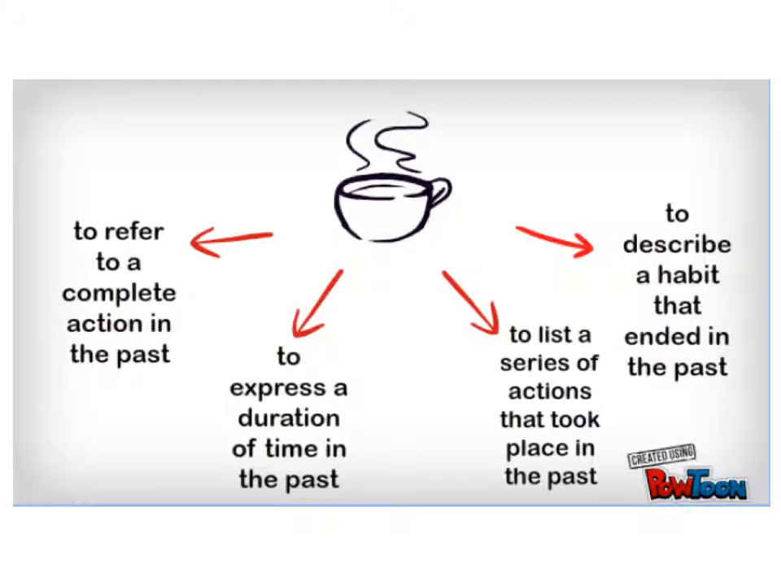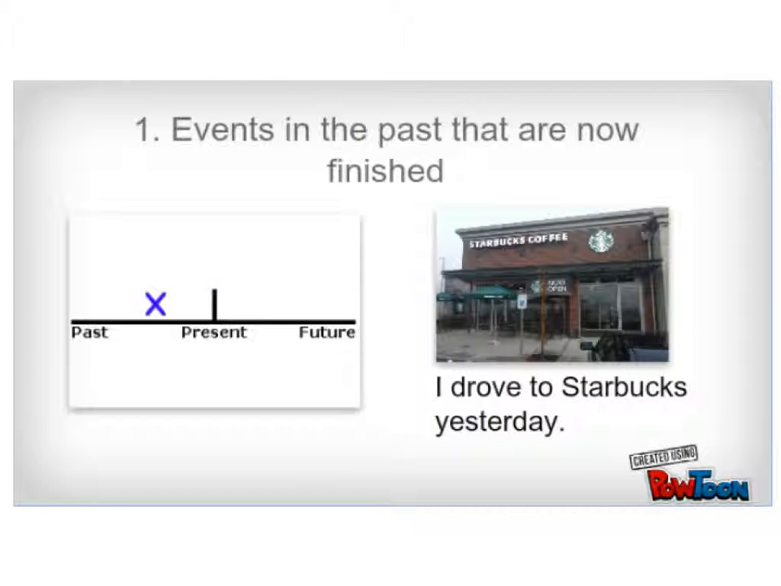We use the simple past to refer to a complete action, to express a duration of time, to list a series of actions, and to describe a habit. Please note that each action has a starting and ending point in the past. First, it is used when referring to a complete action that started and ended in the past.